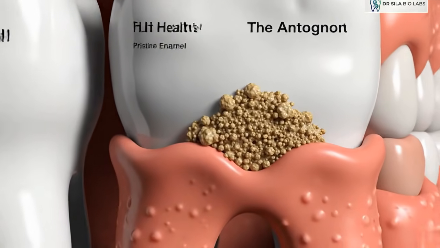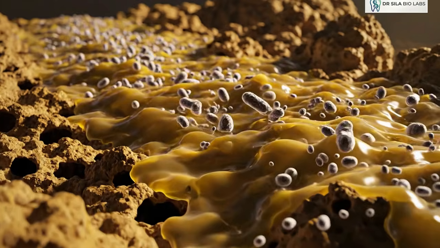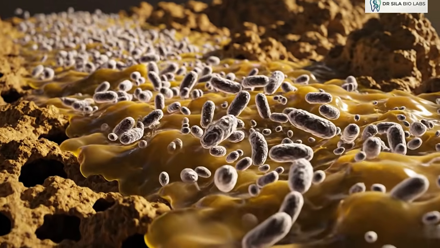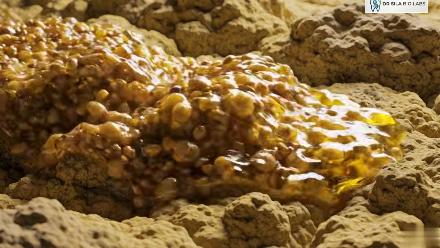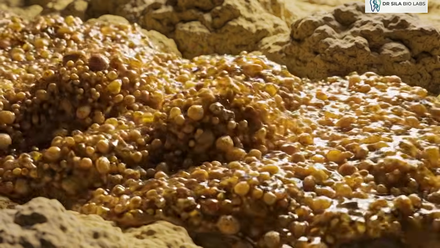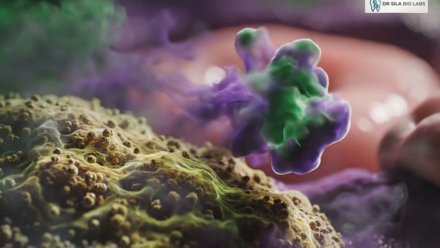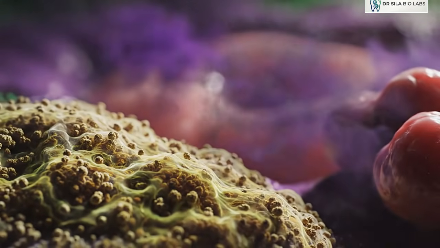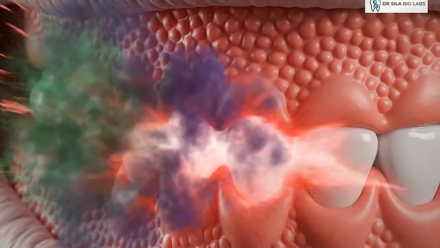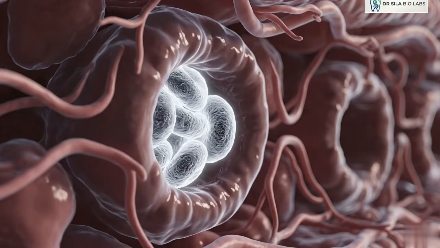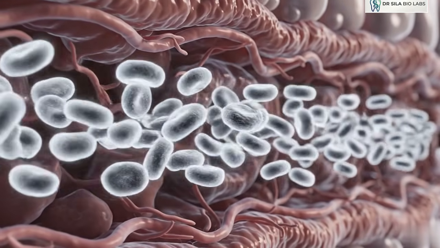Now let's see what happens when calculus remains on teeth for long periods of time. Calculus creates an ideal surface for bacterial growth. As bacterial colonies increase, they begin producing harmful substances. These toxins continuously irritate the gums. The body immediately recognizes this bacterial activity as a threat. The immune system responds by sending defensive cells into the tissue.